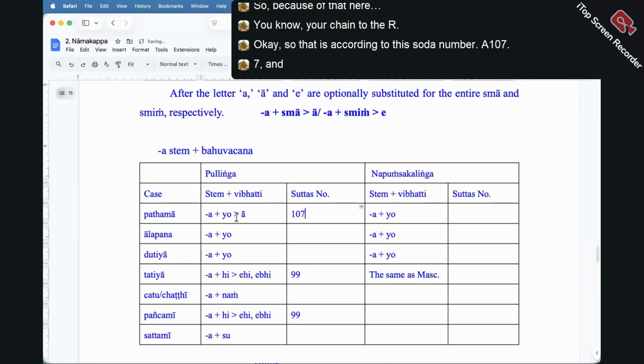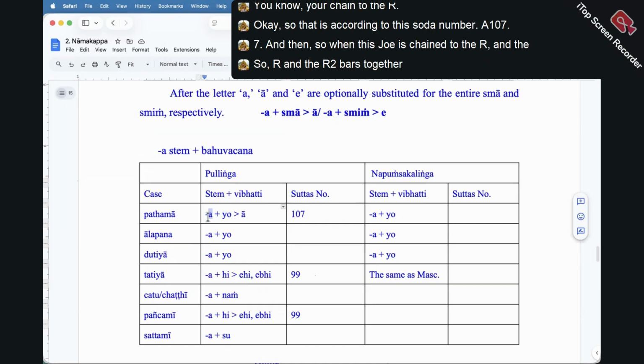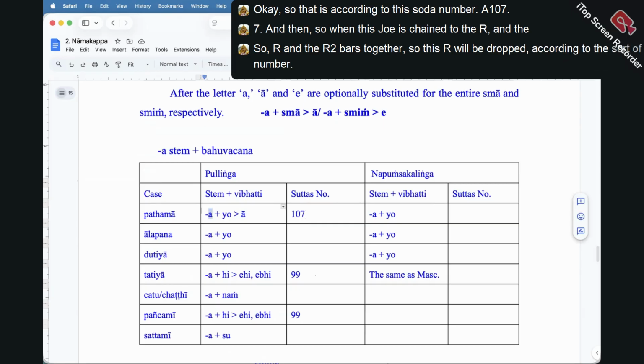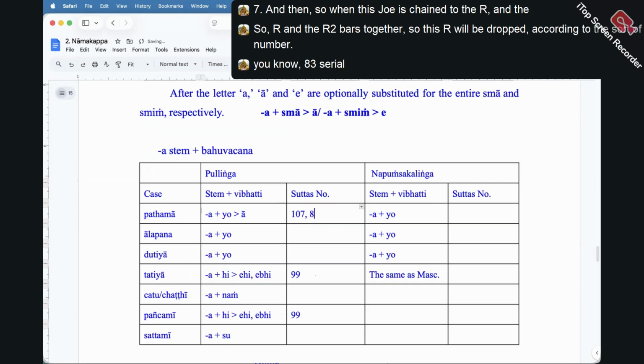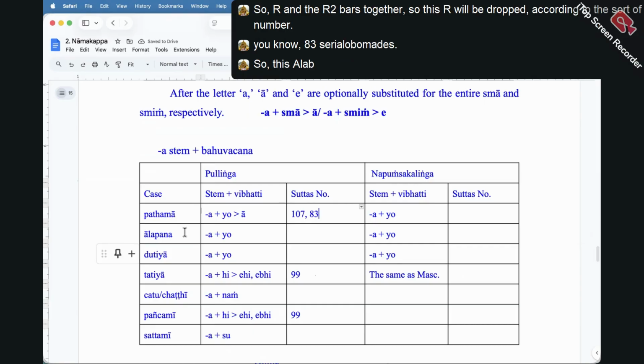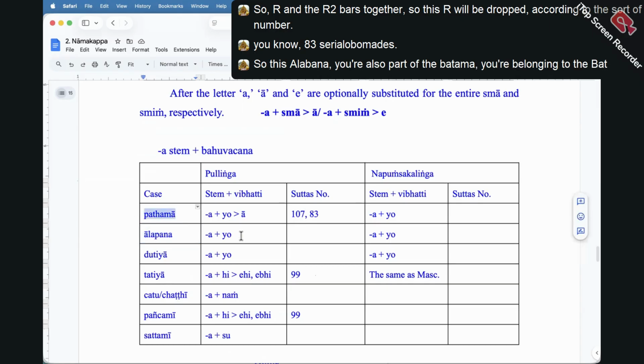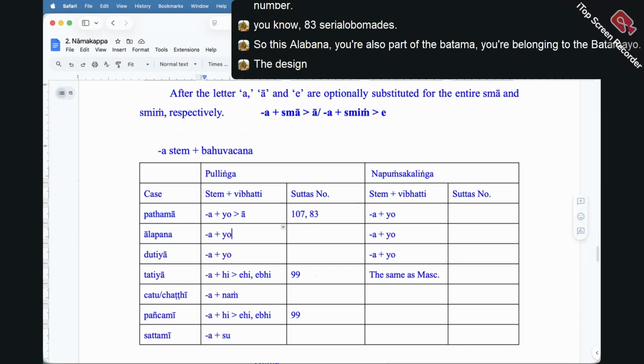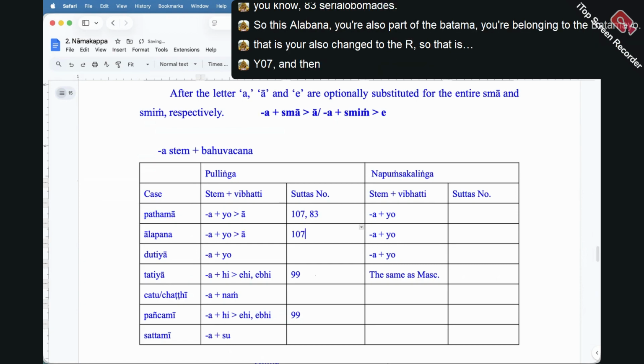And then, when this yo is changed to the R, and the R and the other vowel come together, this R will be dropped according to the Sutta number 83, Saralobo Madisa Pajya Demi. So this Alabana yo is also part of the Pathama yo, belonging to the Pathama yo. That is, when this yo is also changed to the R, that is 107. And then R drop.